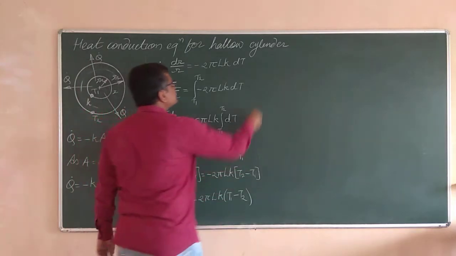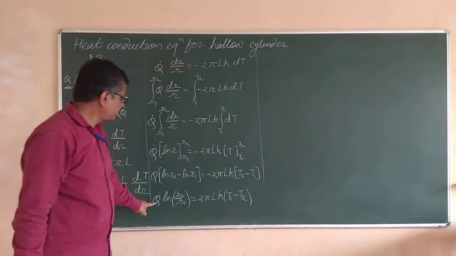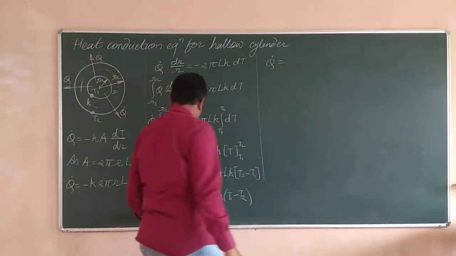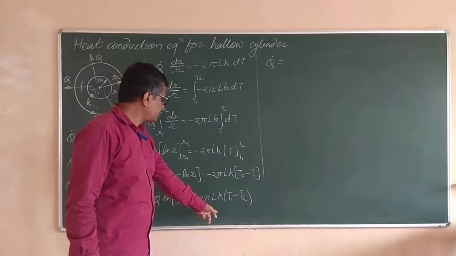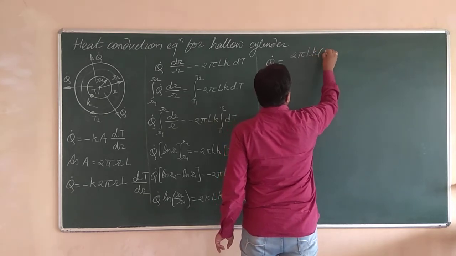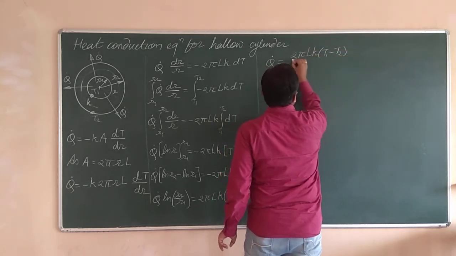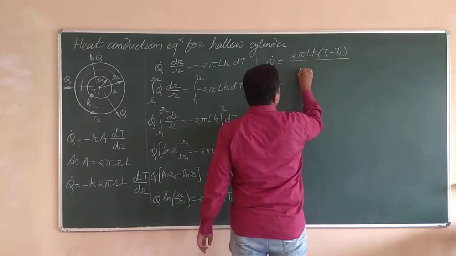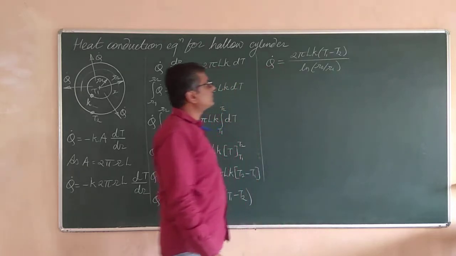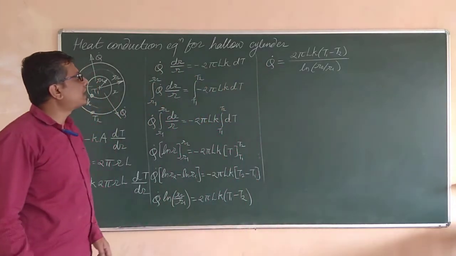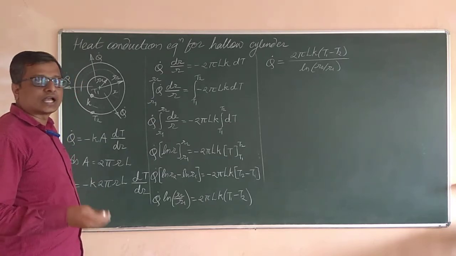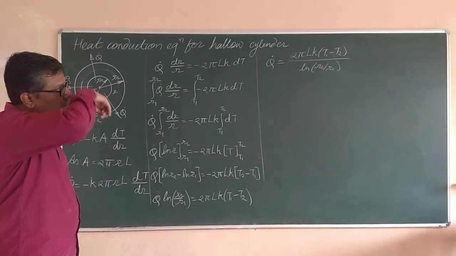So now the final step is, I'm going to get the equation for q dot. The equation for q dot will be equal to, I'm going to take this term over to the right hand side. So I will have this equation as 2 pi Lk into t1 minus t2 whole divided by the term natural log of r2 by r1. So this is the equation for the heat conduction through a hollow cylinder having thermal conductivity K with the inner radius R1 and outer radius R2 and maintained at the temperature difference of T1 and T2.